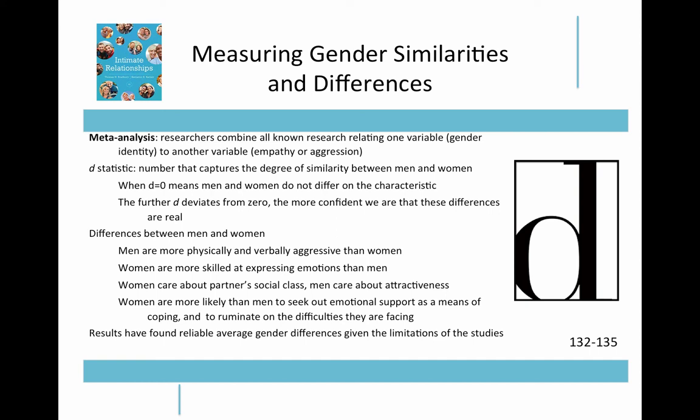From this comes the D statistic, and this is a number that captures the degree of similarity between men and women. So when D is equal to 0, it means men and women don't differ on that characteristic. The further D deviates from 0, the more confident, in quotes, we are that these differences are real. So what did they find in terms of differences between men and women? Men are more physically and verbally aggressive than women. Women are more skilled at expressing emotions than men.